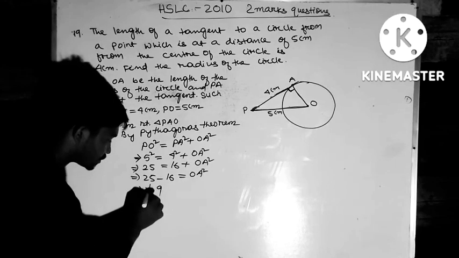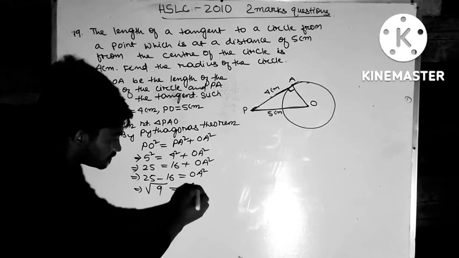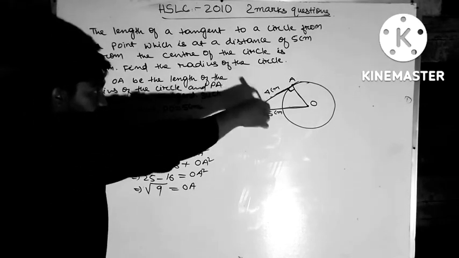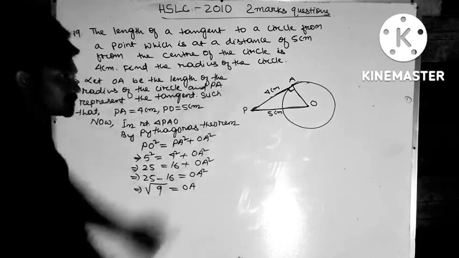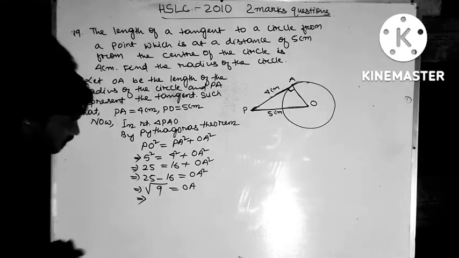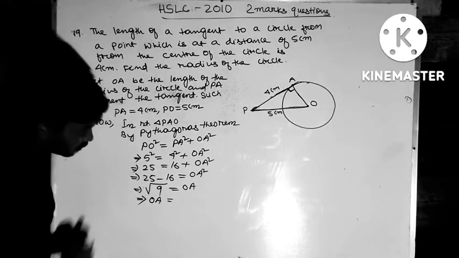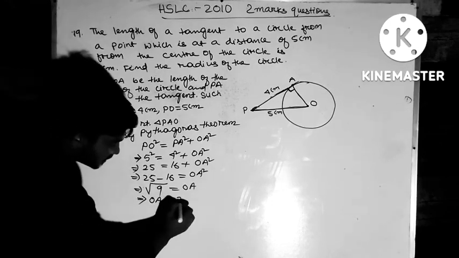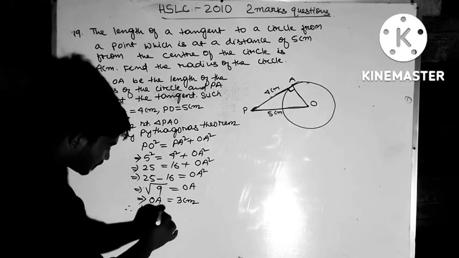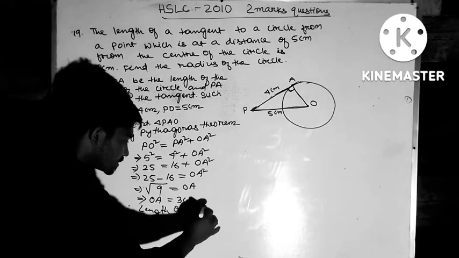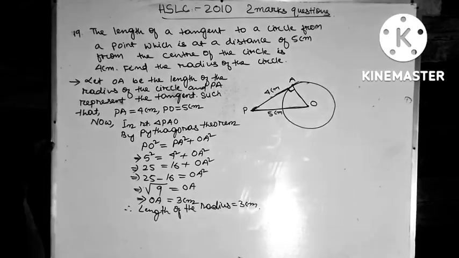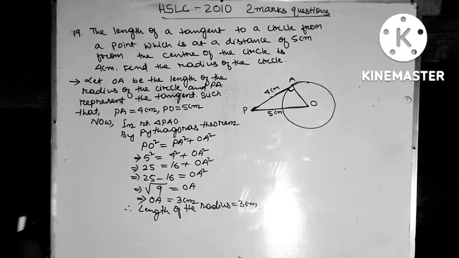The square comes to this side as a root over OA. We don't need to put plus minus here, it will always be plus, because we are finding a length. Length and distance will always be positive, it can't be negative. So OA is equal to the square root of 9, which is 3 centimeters. So the radius is 3 centimeters. I hope you understood what I mean to say.